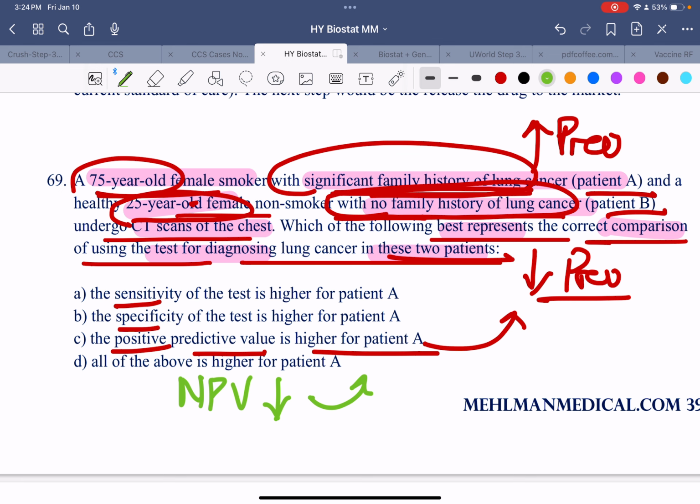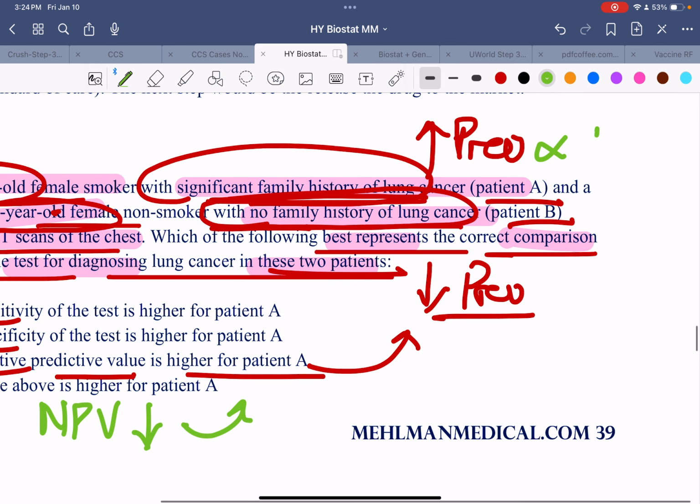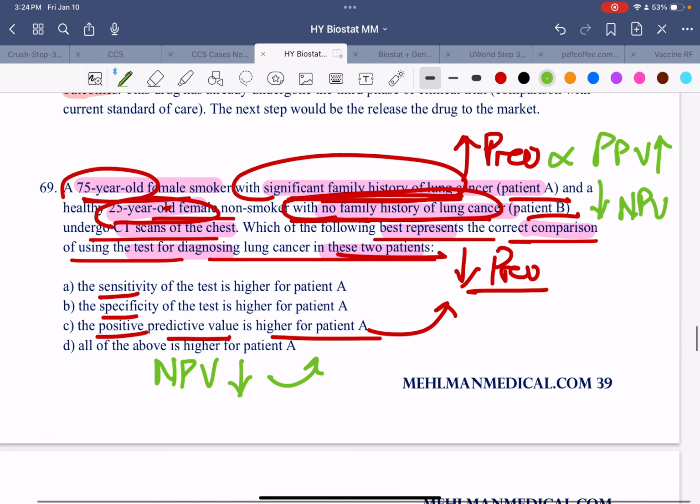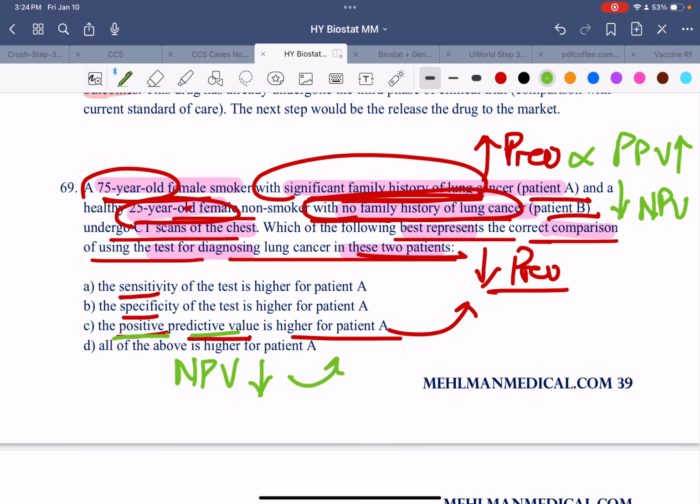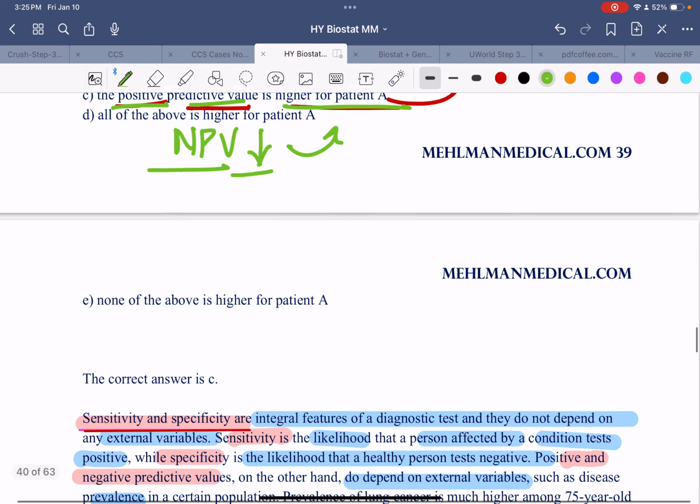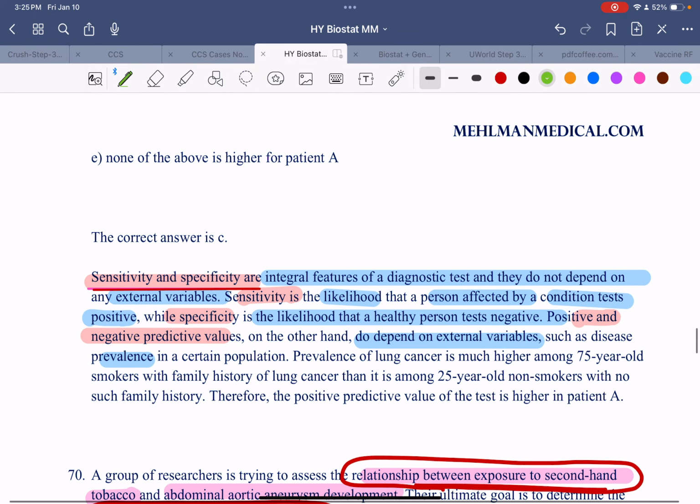Remember that prevalence is directly proportional to positive predictive value. So if the prevalence is high, positive predictive value goes up. Whereas if the prevalence is high, the negative predictive value goes down. So they could have said that the positive predictive value is higher for patient A, or they can say that the negative predictive value is lower for patient A, and then vice versa. So you just have to know which are the integral features of the diagnostic test and do not depend on external variables. They are sensitivity and specificity.